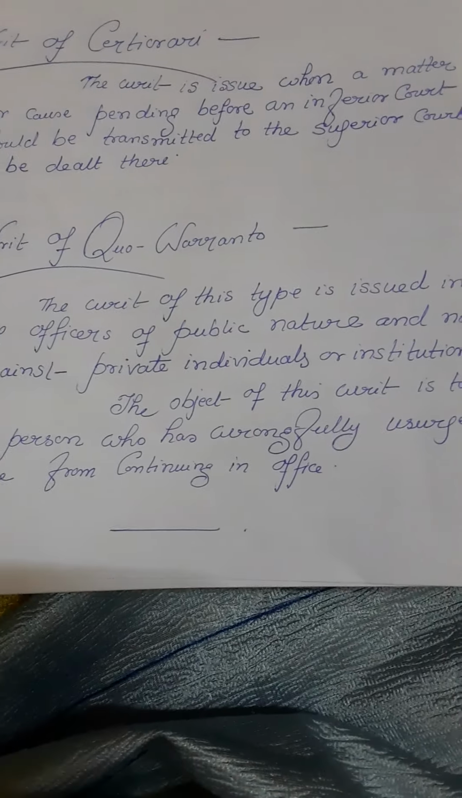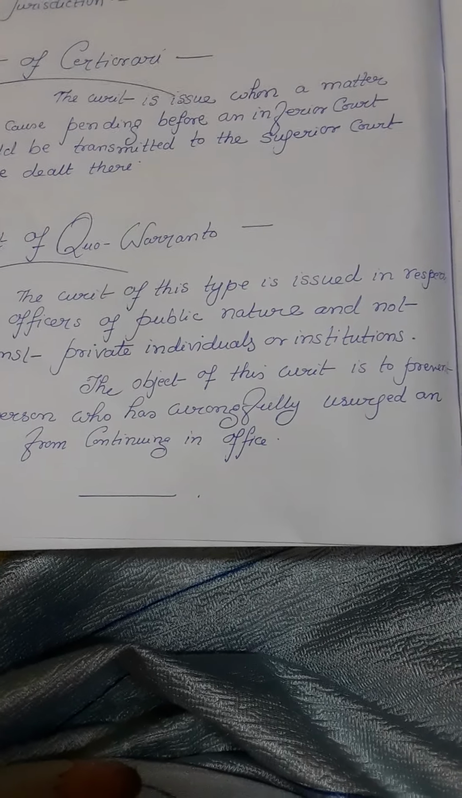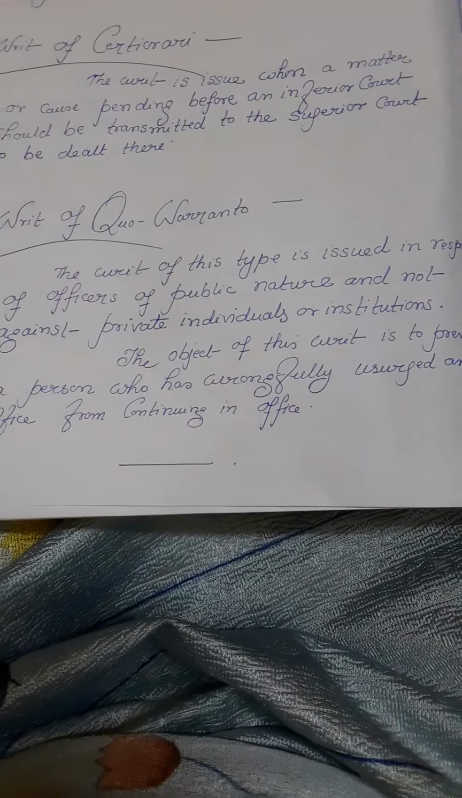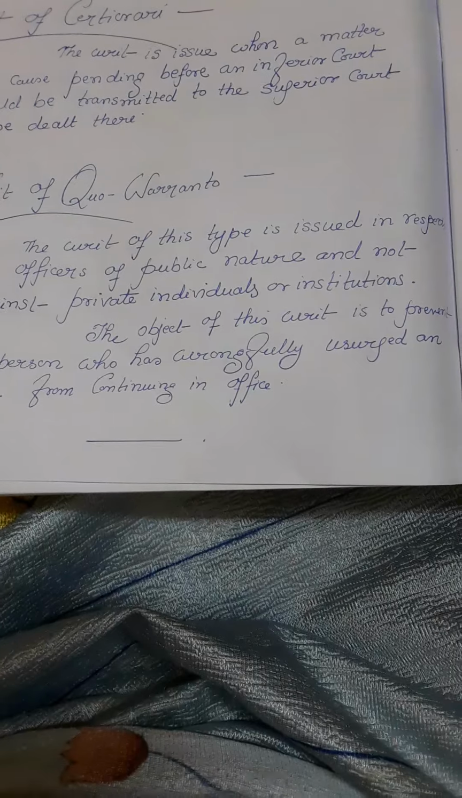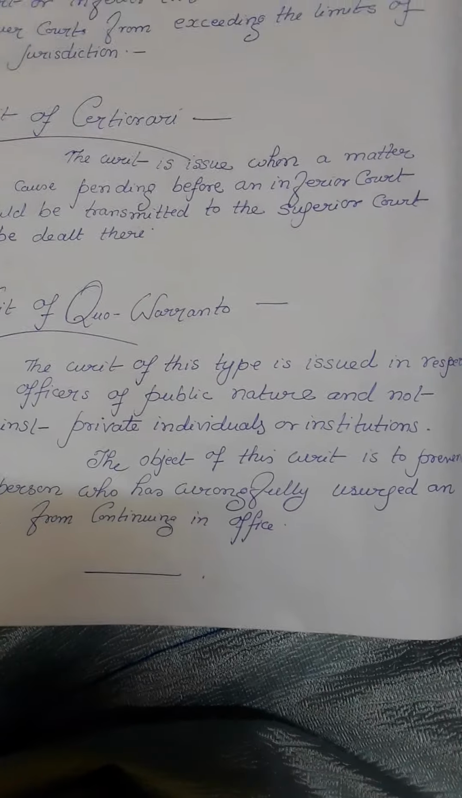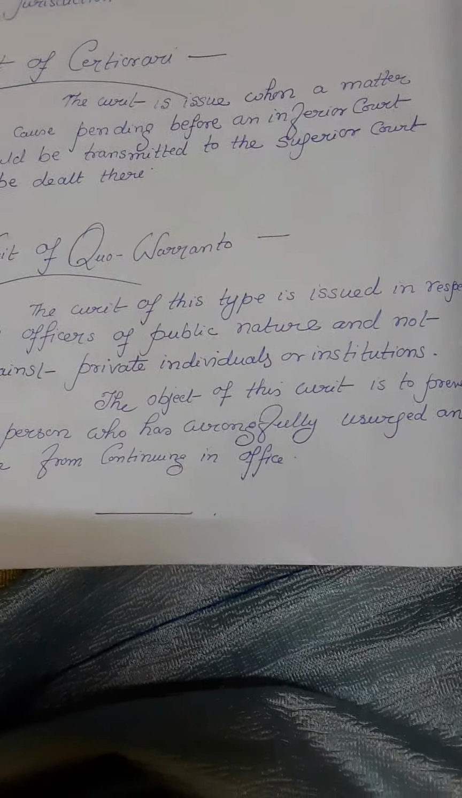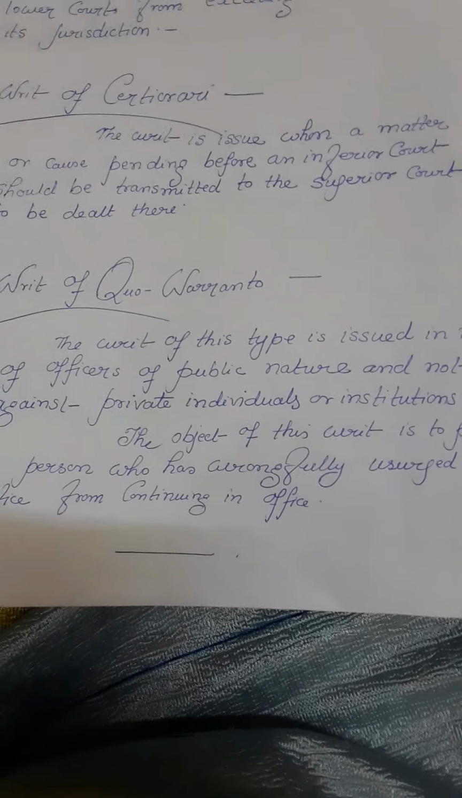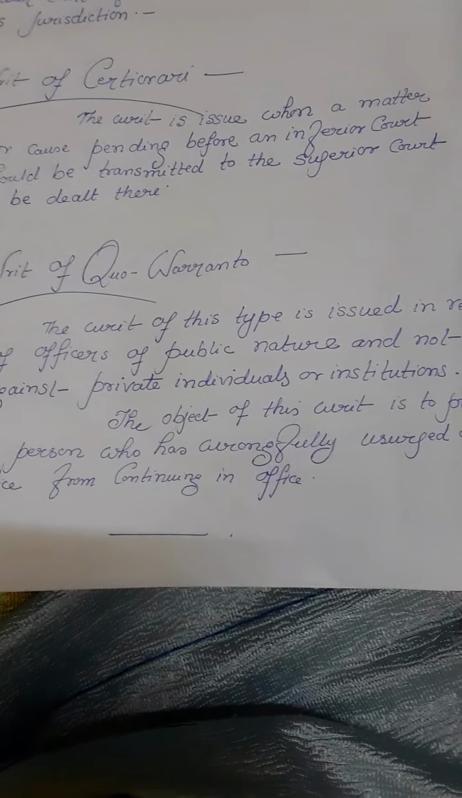And the last one is the writ of quo warranto. Now the writ of quo warranto is issued in respect of officers of public nature and not against private individuals or institutions. Now the object of this writ is to prevent a person who has wrongfully usurped an office from continuing in the office. Now if anyone forcefully enters and is sitting in a particular position or post, through this writ he could be stopped. Clear? But this is applicable in the government sector, not in the private sector.